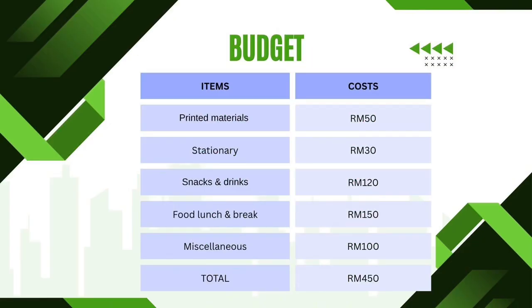This slide shows the estimated budget for the training program. The budget includes RM50 for printed materials, RM30 for stationery, RM120 for snacks and drinks, RM150 for food, lunch and break, and RM100 for miscellaneous items. The total budget is RM450.